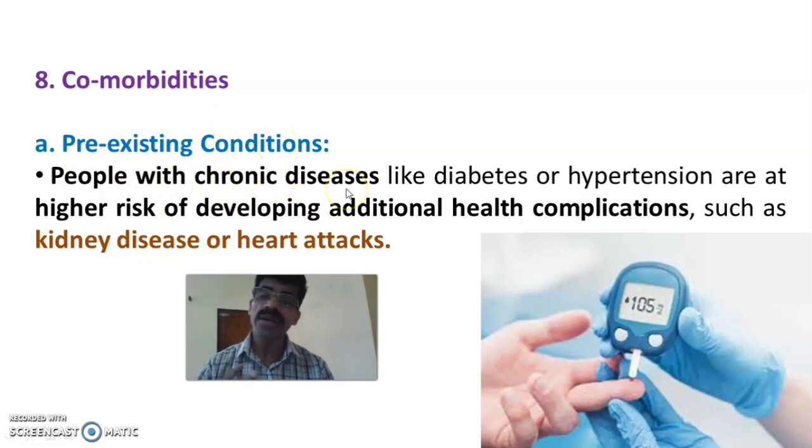So people with chronic diseases, people who already have certain diseases that are chronic in nature, like diabetes and hypertension, are at high risk for developing other secondary or additional health complications such as kidney diseases. Later they may have kidney related diseases, chronic kidney disease, CKD, and they are also very prone to having a heart attack. Okay, that is a pre-existing condition, which also leads to secondary infections and diseases.